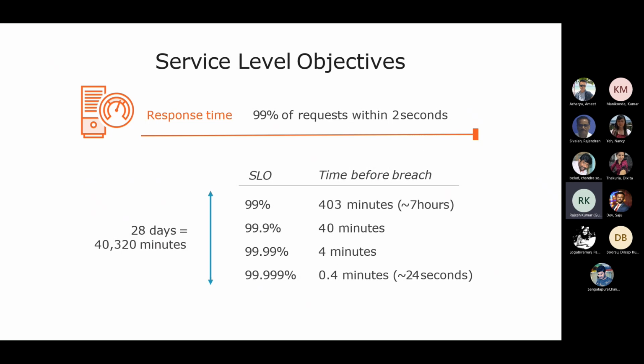And if you set the SLO at 99.99%, then in 28 days you have only 4 minutes to solve the problems. And if you set 99.9999%, you have only 0.4 minutes. So you have to decide the SLOs wisely. This is just input for your mind, so you can plan SRE and SLOs better.